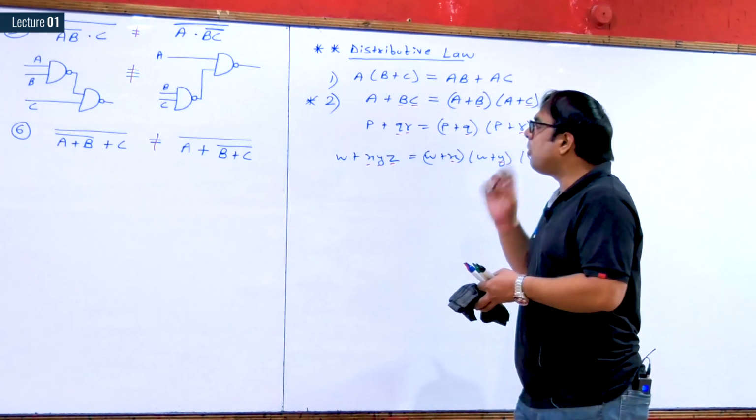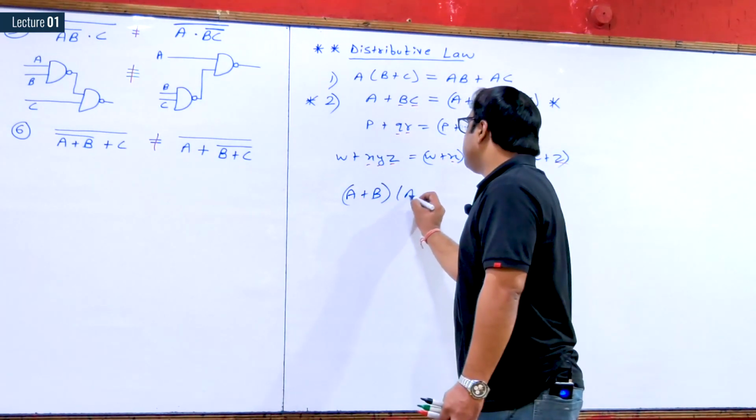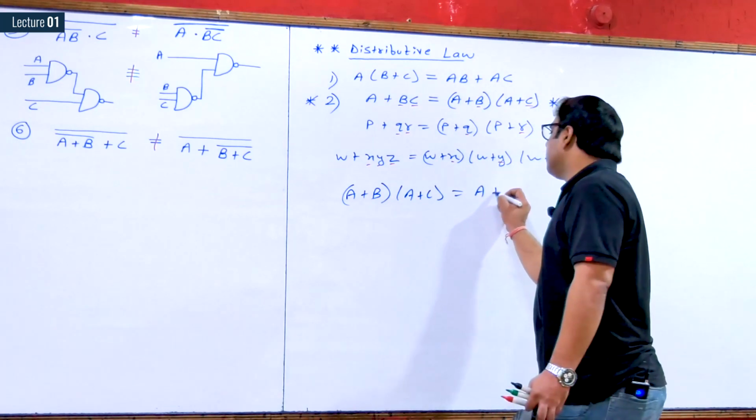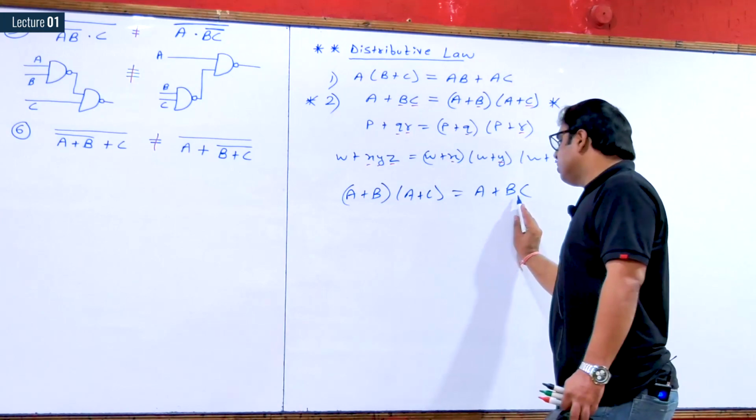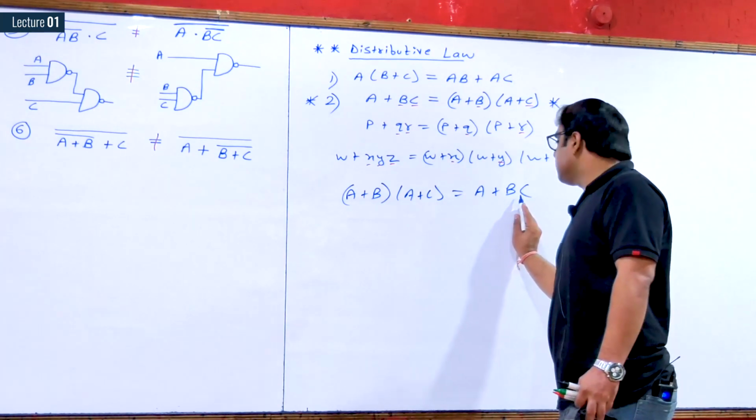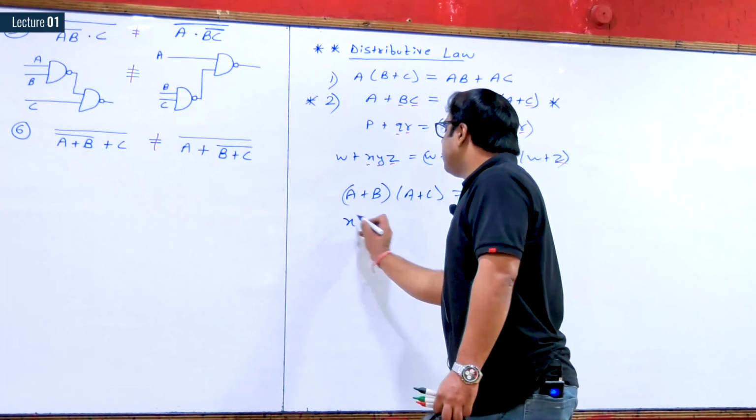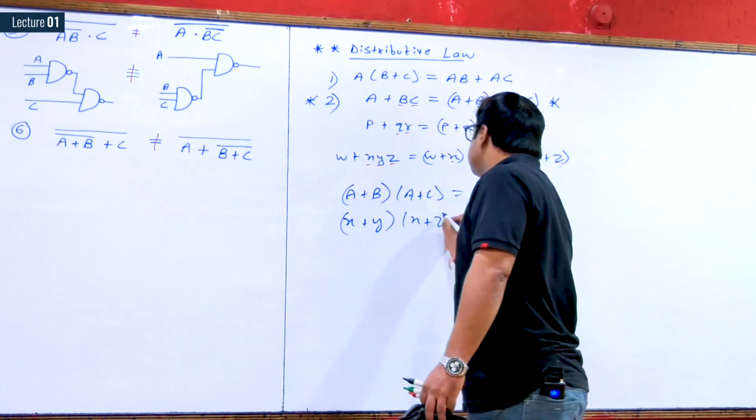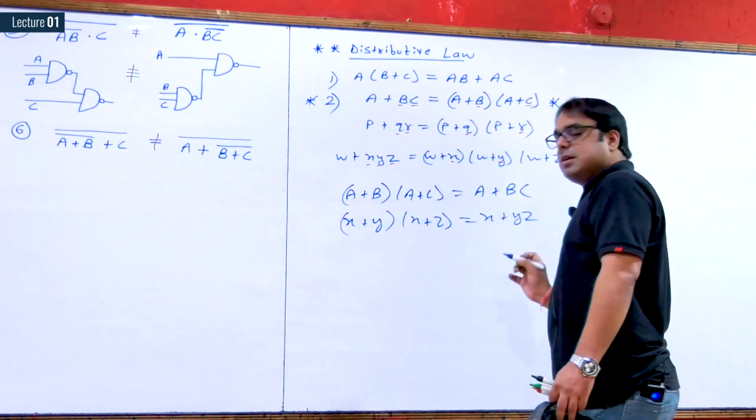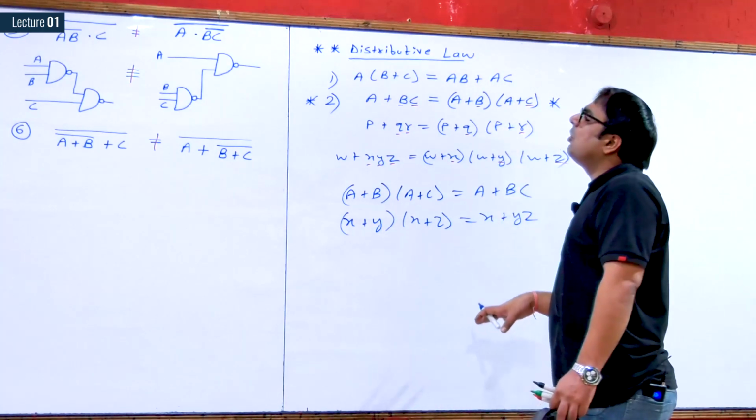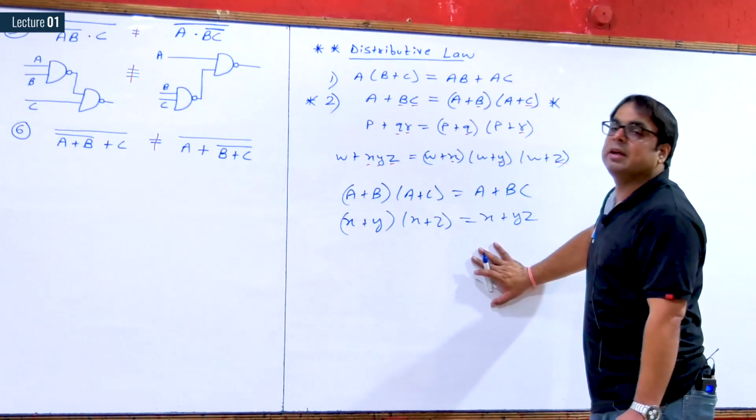You should always know the opposite form also. (A plus B) dot (A plus C) is equal to A plus BC. If B and C are already distributed, you should know how to write them in the same term, B dot C. In the same way, (X plus Y)(X plus Z), see Y and Z are distributed, so this gives you X plus YZ. This is a very important law for solving any question of Boolean algebra.